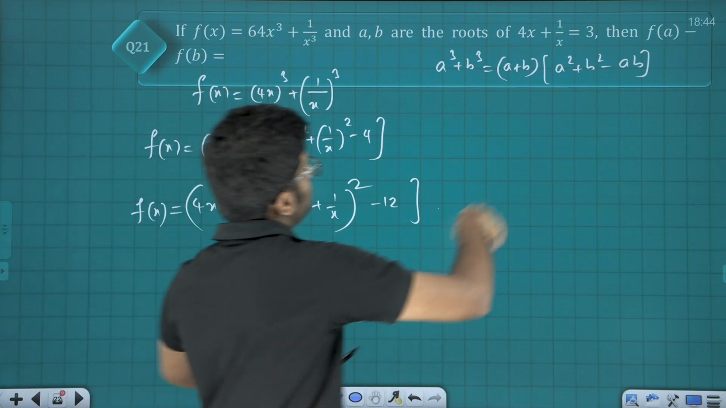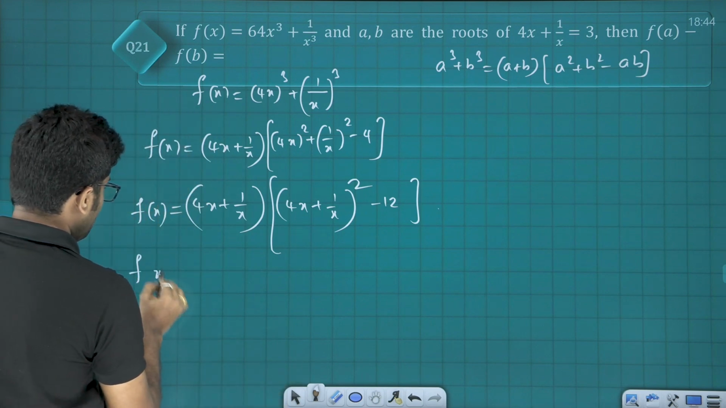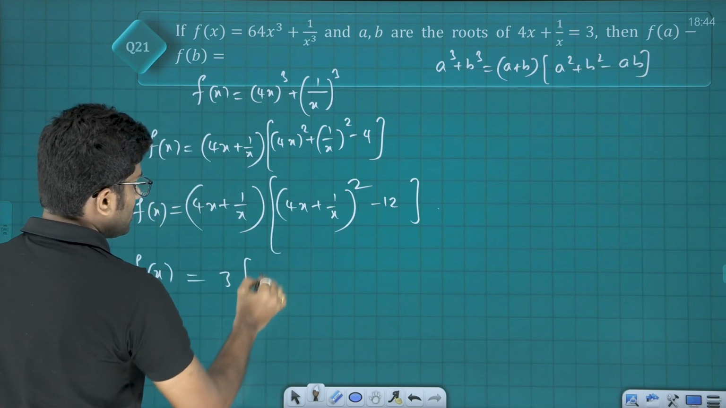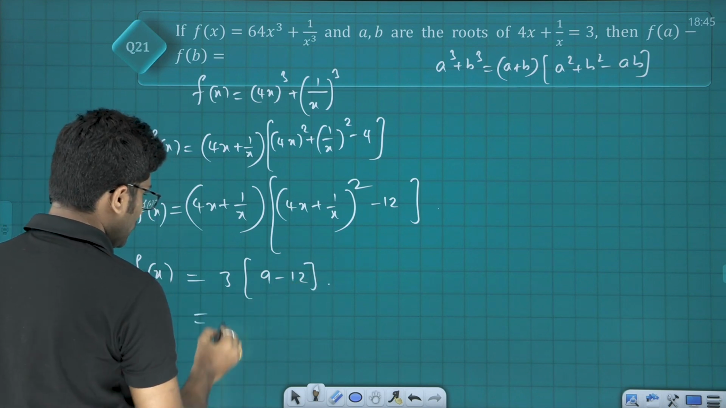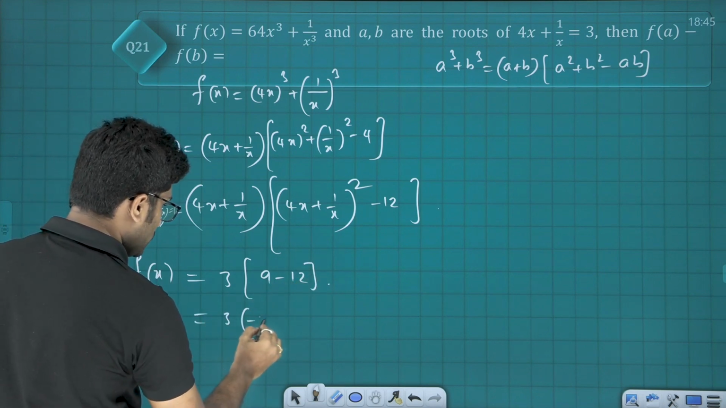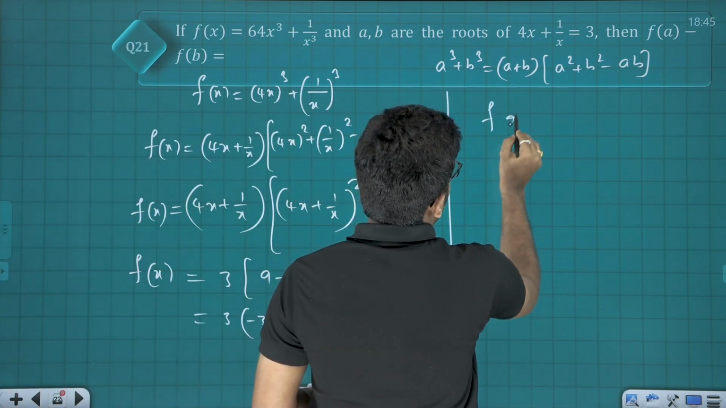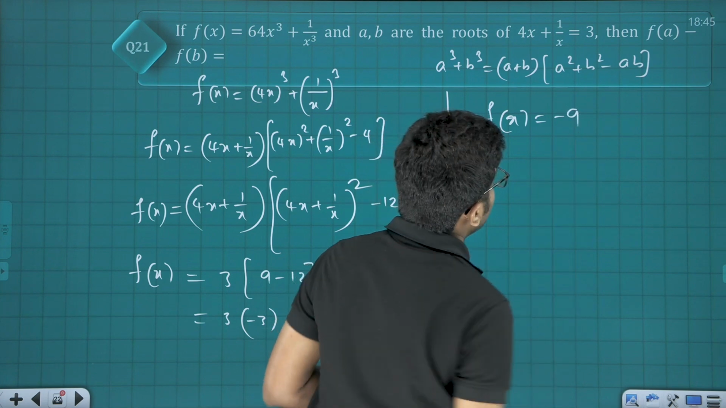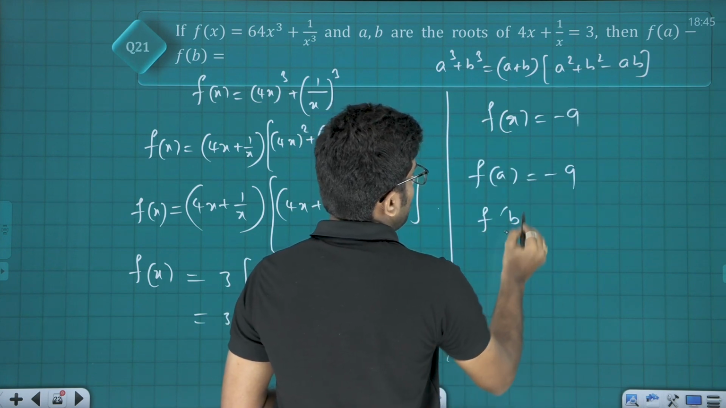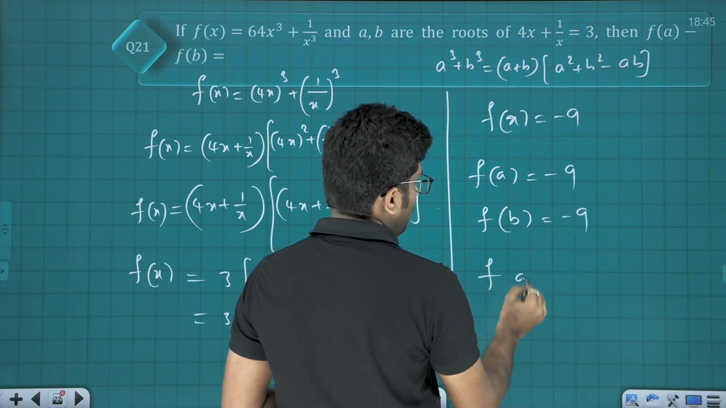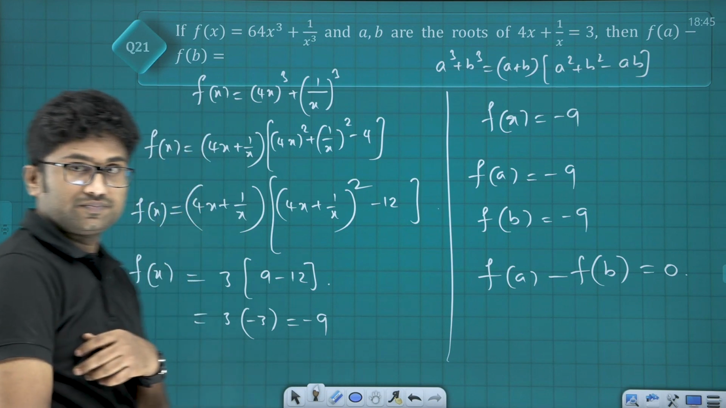Now they said 4x plus 1 by x value is 3, friends. So 3 square is 9, minus 12. 9 minus 12 is minus 3, times 3, which is minus 9. So f of x is a constant function, friends, it is minus 9. Now what is f of a? It is minus 9. What is f of b? It is also minus 9. So f of a minus f of b will be equal to 0.